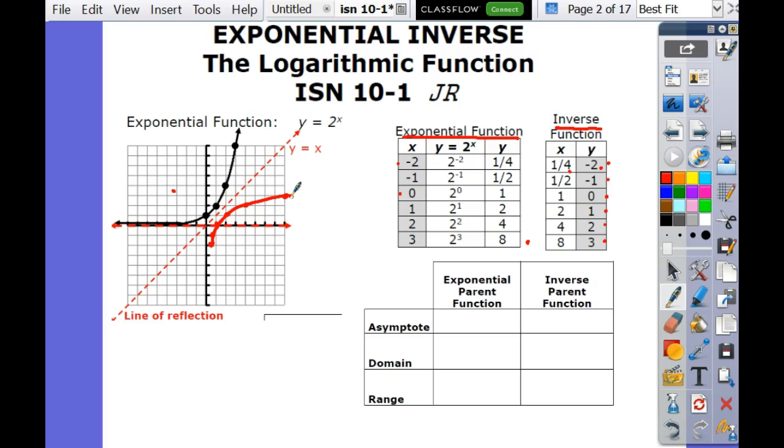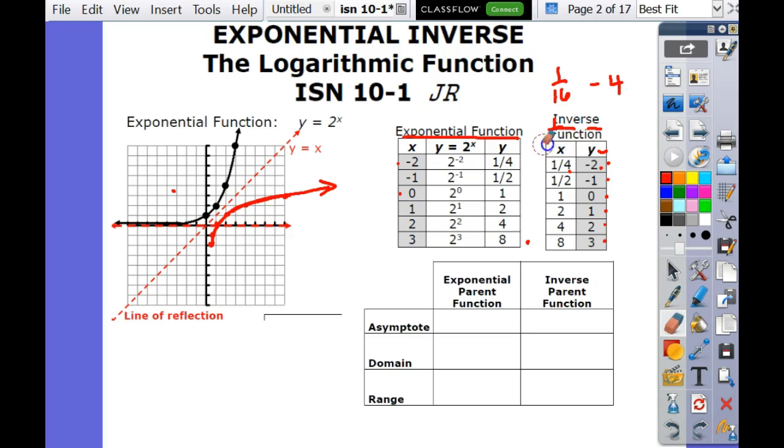What does it do as we continue to go to the right, as the x values get bigger and bigger and bigger? As the x values get bigger, these will get bigger also. And so this continues like that. Does this stop right here? Could we have put some more numbers in the table? If that was a 1/8, that would be a -3. If that was a 1/16, that would be a -4. And it would continue on and on and on.